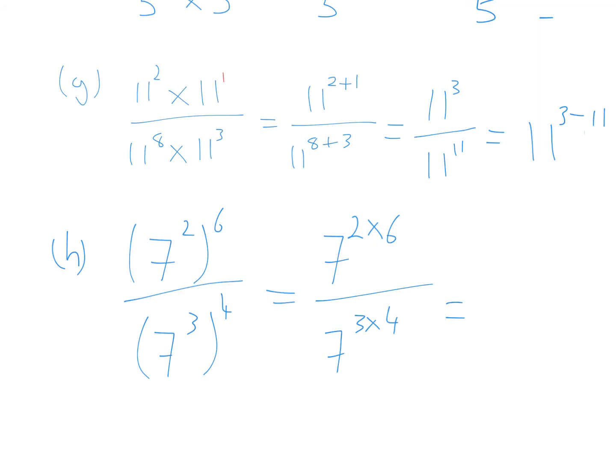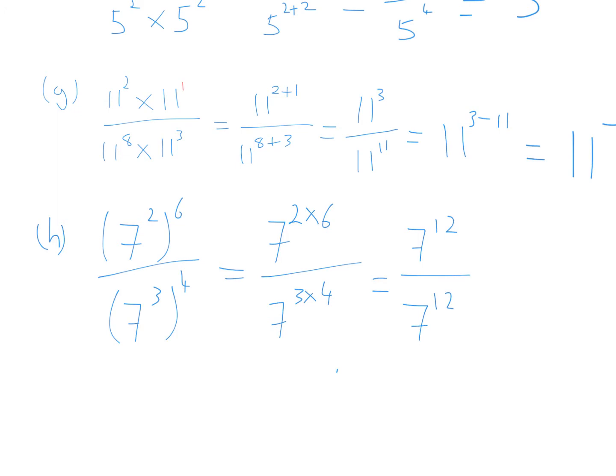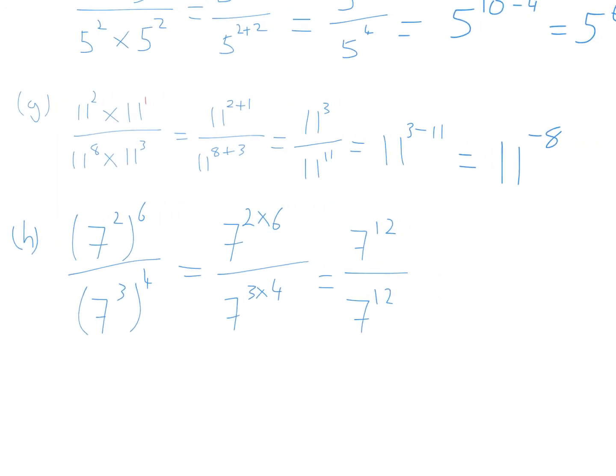Now, if we simplify this out, we're going to get 7 to the power of 2 times 6 will give us 7 to the power of 12, because 2 times 6 is 12. We'll get the same thing on the bottom, because 3 times 4 also gives us 12. Now, this also tricked a few people. So people were saying, well, 7 to the power of 12 divided by 7 to the power of 12. And they put 7 down as their answer.